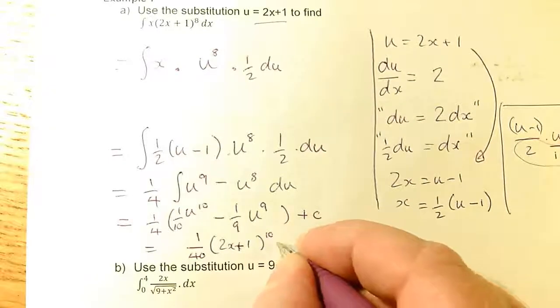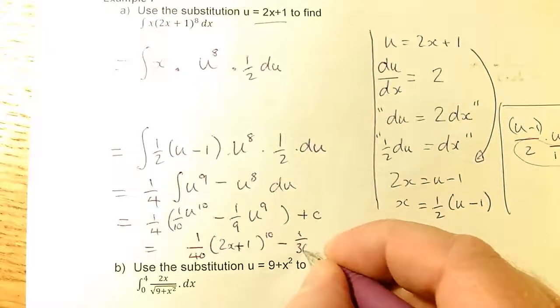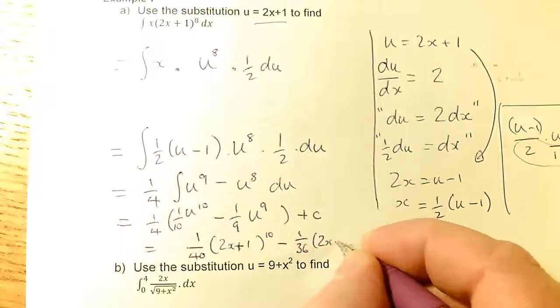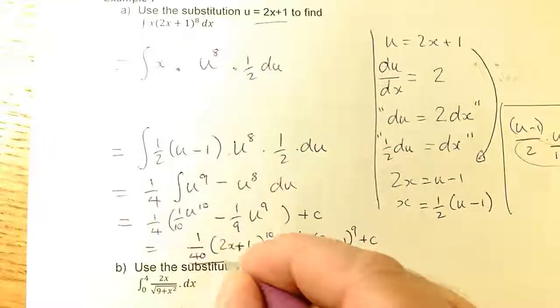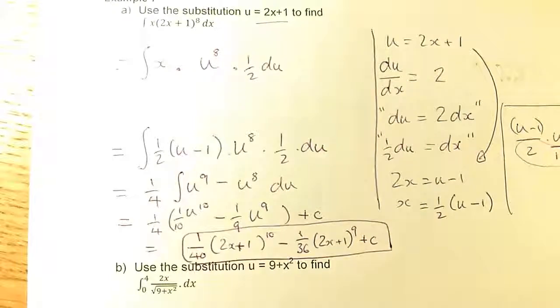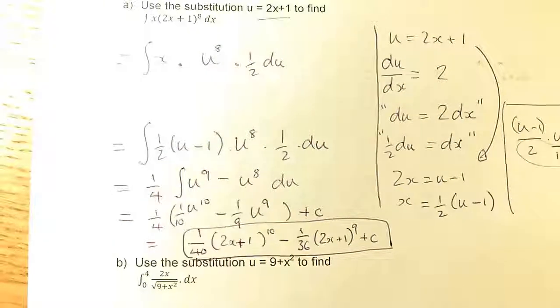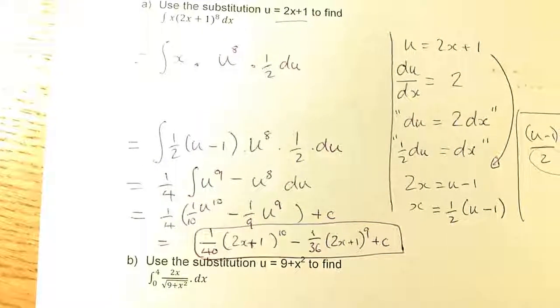And the second bit is the minus 1/9 times 1/4 is minus a 36th of 2x plus 1 to the power 9, and I mustn't forget my plus c. So this, I'm going to box it. That is the answer. Okay. All right. So we've done a quite tricky integration by substitution. Wonderful. Okay, we'll do some more, but I'll do it in another video.